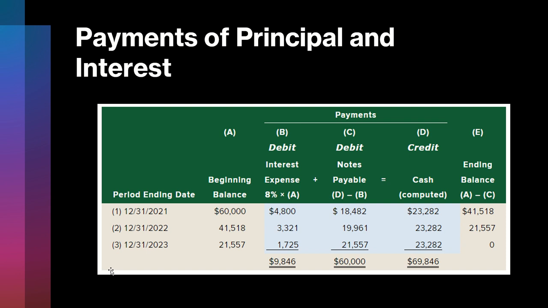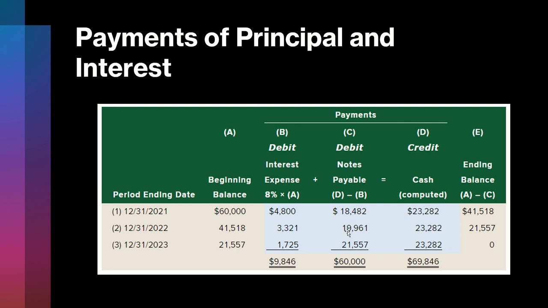41,518 multiplied by 8%. Yes, you get $3,321.44 technically, but this is rounded to the nearest whole number. So this is the interest expense that's recorded in Frank's books. Going over to column D of $23,282, which is the cash payment that's made by Frank, you take the cash payment of $23,282 and subtract out the interest expense, which is being covered with this $23,282.